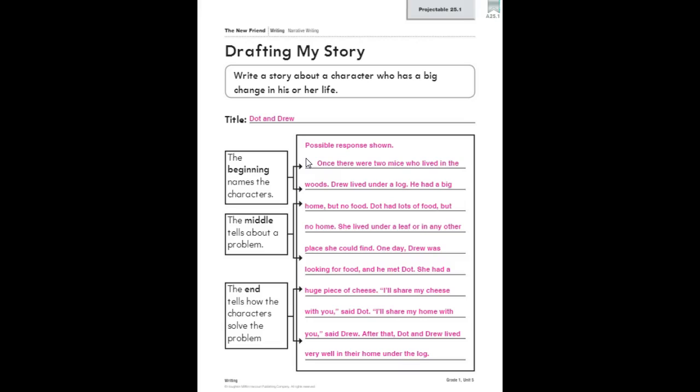One day, Drew was looking for food and he met Dot. She had a huge piece of cheese. "I'll share my cheese with you," said Dot. "Well, I'll share my home with you," said Drew. After that, Dot and Drew lived very well in their home under the log.